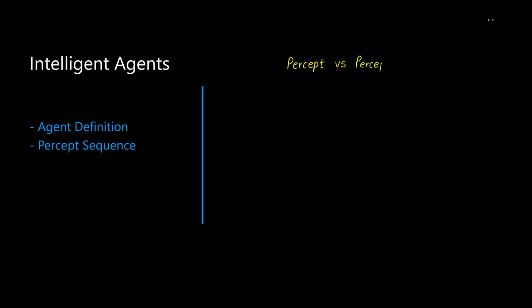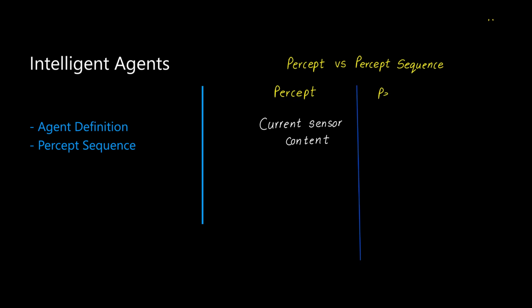A percept is the content of an agent's sensors at a given moment. What the agent sees right now. A percept sequence is the complete history of everything the agent has ever perceived. The distinction matters because some agents only react to current input, while others consider their entire history.